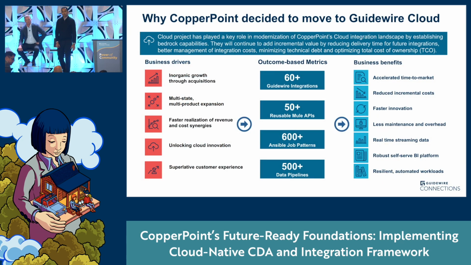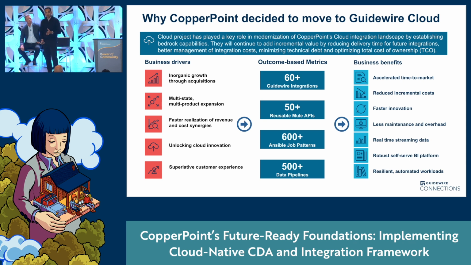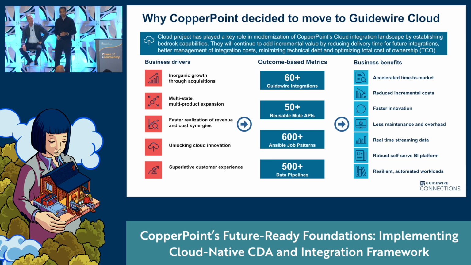So let's talk about why we decided to move to Guidewire Cloud. And I'm going to reiterate what Brad mentioned. We have had inorganic growth in recent times, specifically due to acquisitions. We started with one state and one line of business. We are now at 21 states and 3 lines of business. And our goal is to expand to all 50 states and all PNC lines of business. That's our eventual goal in the next few years.